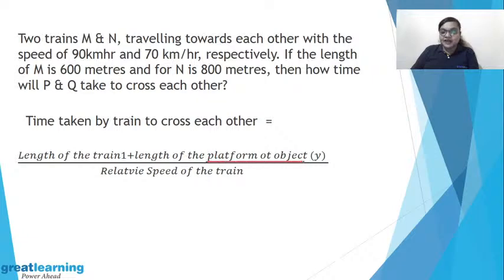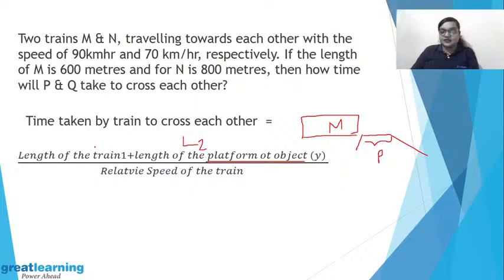Sometimes instead of a train they can also give the length of a platform and all those kinds of scenarios, right? If there is a length of a platform, say there is a train M, then the distance of M has to be traveled and also the distance of the platform when it crosses. So in that case, M plus the length of the platform will be considered. Otherwise, if both the trains are given, it is going to be length of train 1 plus length of train 2, right?